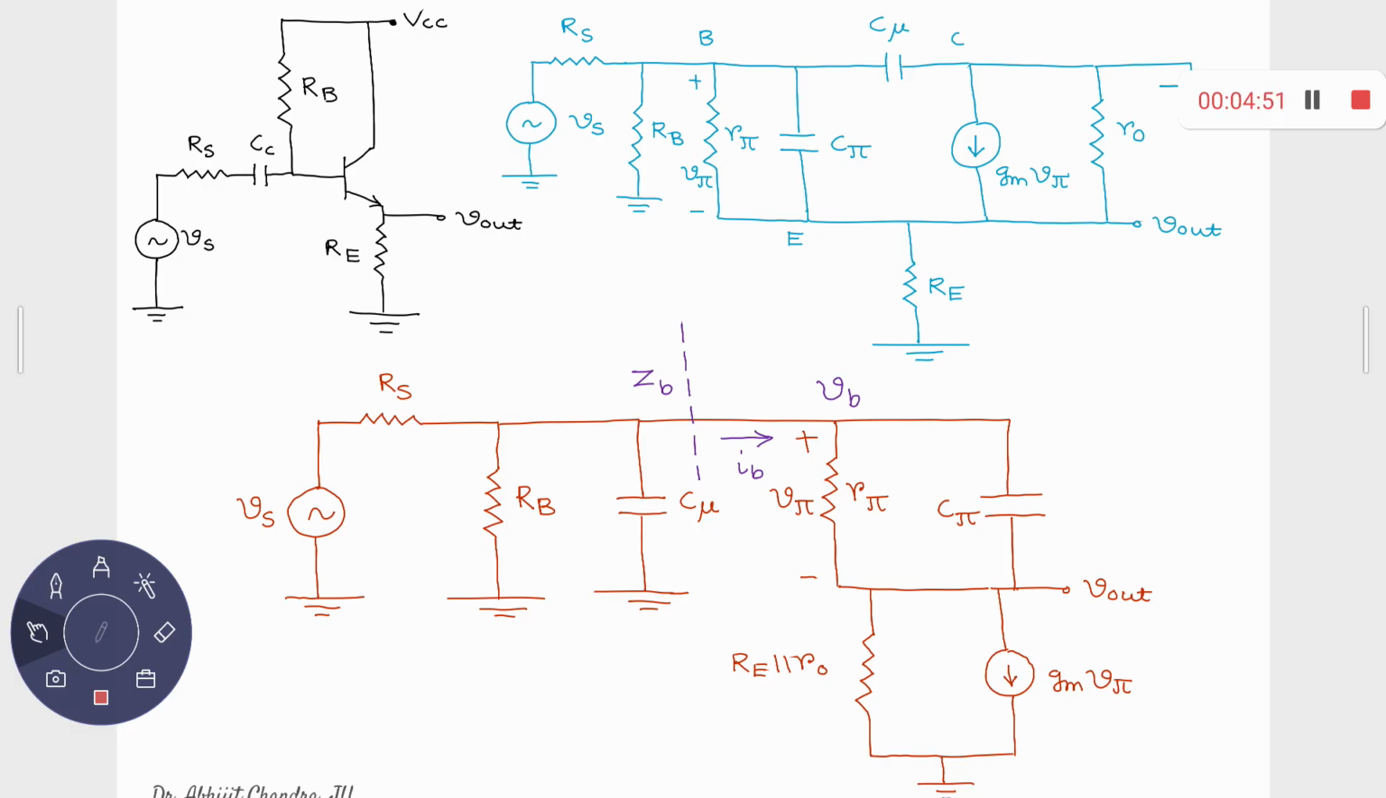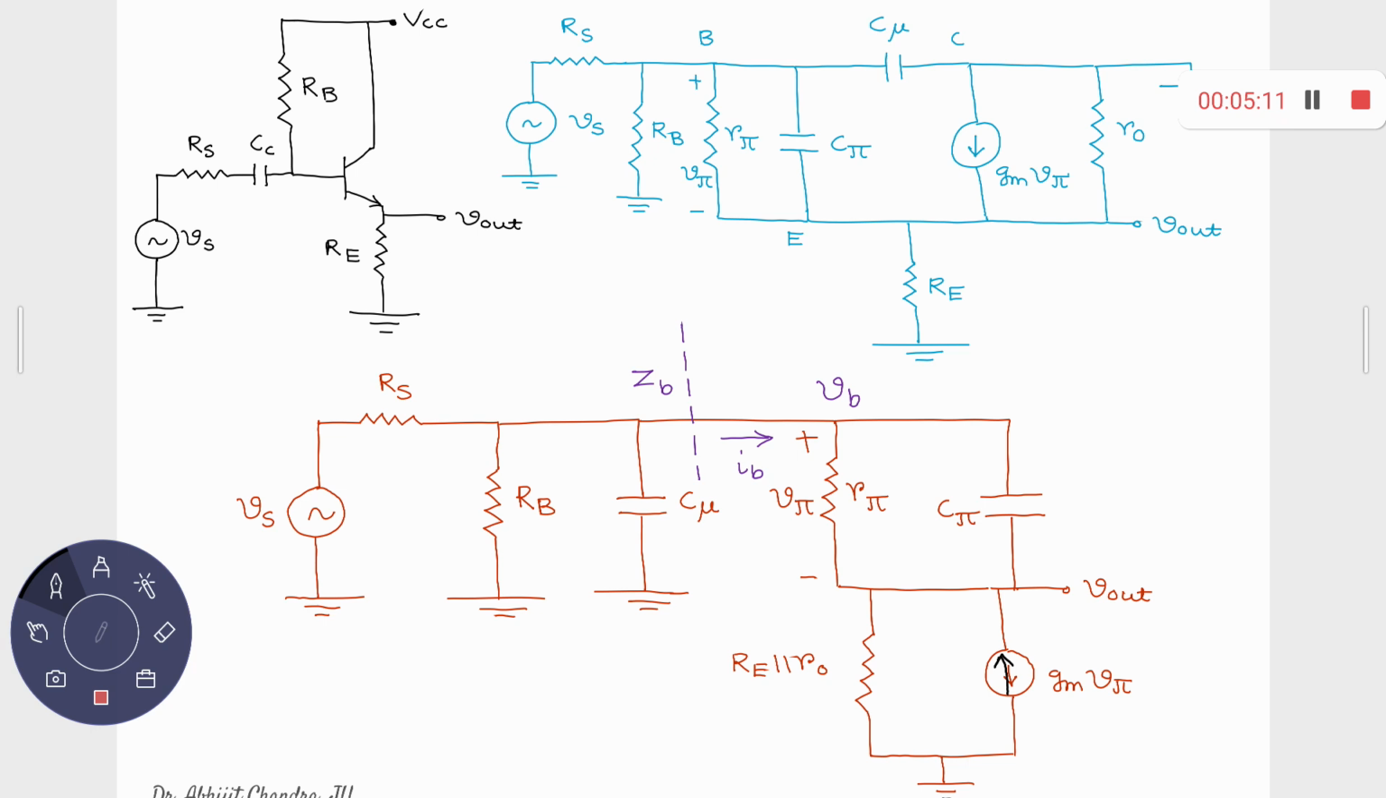So actually, this direction should be opposite. This should be the direction for this current source, from the ground to emitter, or collector to emitter, upward. Okay, so this is your circuit diagram, I mean the modified circuit diagram.